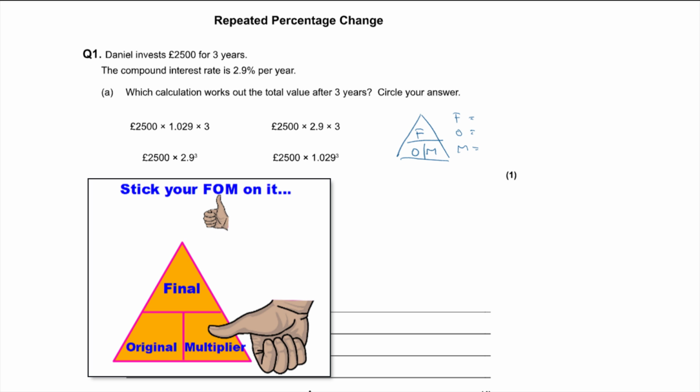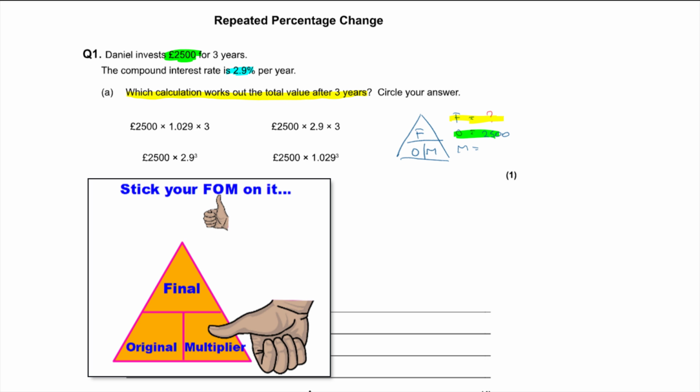So final is the thing that we want to find, isn't it? It's what happens after the percentage has been applied. Okay, so that's the thing I want to find. I don't know the final, it's the one I want to find. The original is the amount I start with. So Daniel invests £2,500, so that's what goes here. And multiplier is just the percentage change written as a multiplier.